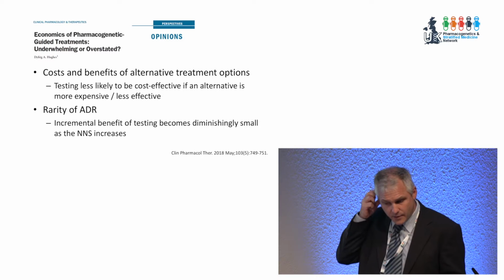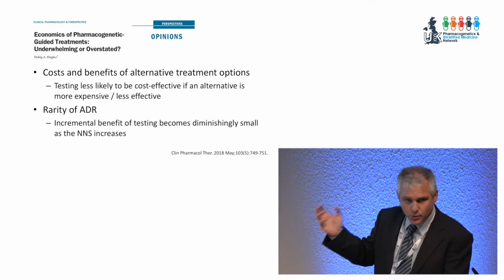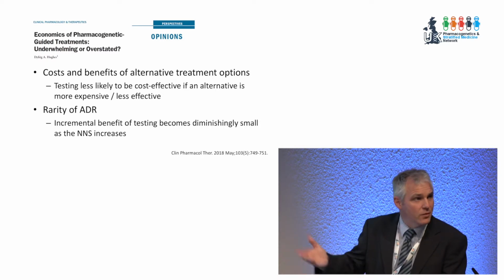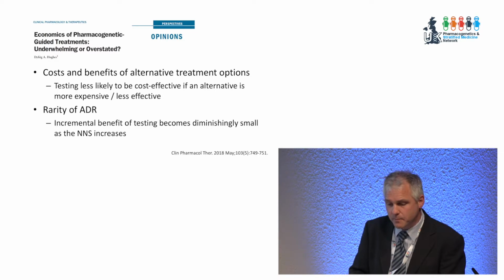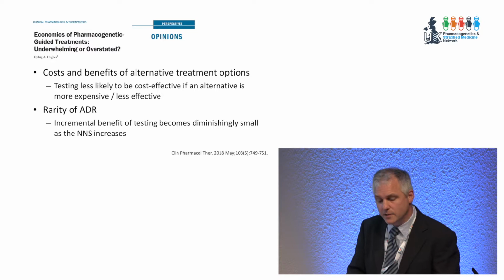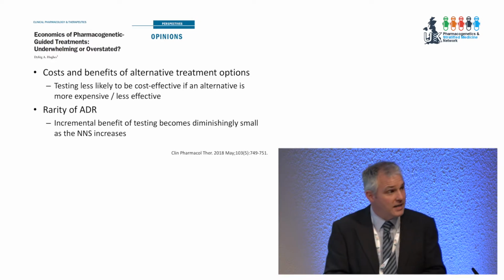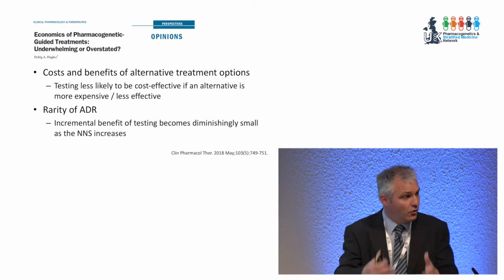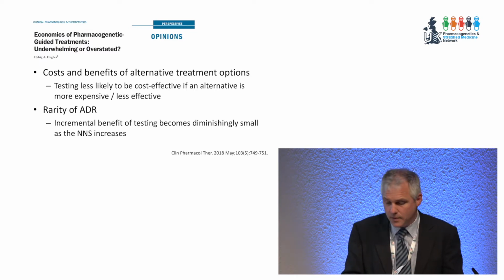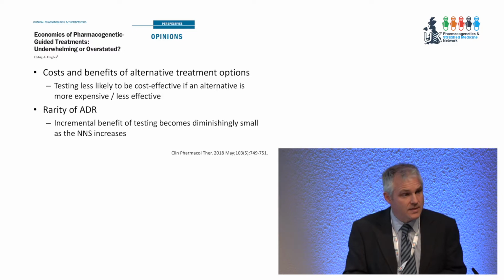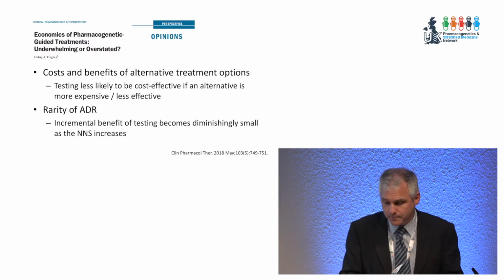Now, critically, as I've alluded to already, the cost effectiveness depends on what this alternative is and the probability of being prescribed this alternative medicine. So, for instance, testing may be less likely to be cost effective if the alternative is more expensive, if there are more and more patients being prescribed an alternative treatment just because they have an allele, or if that alternative is less effective overall.